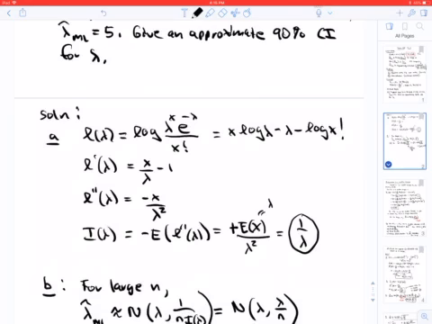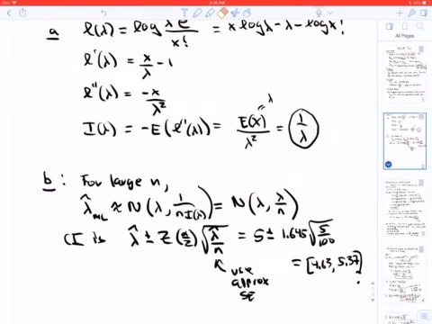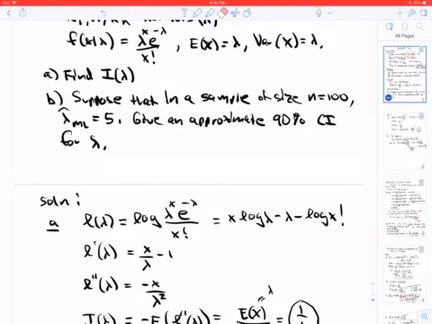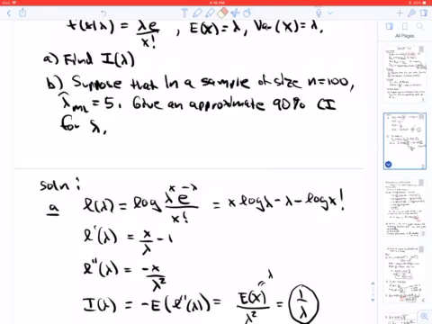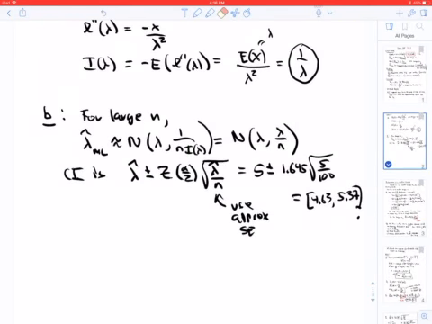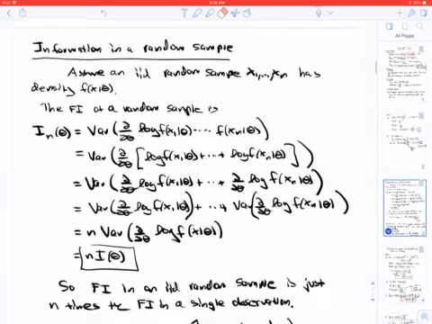Then you take the first and second derivative and find the expectation, and we found that the Fisher information is 1 over lambda. Then to find a 90% CI, when we're told that the MLE estimate for lambda is 5, well, we know that the MLE estimate for large N is normal(lambda, 1 over N times the Fisher information). I just wrote out what that means according to our calculations above. And yeah, that's all there is to that.